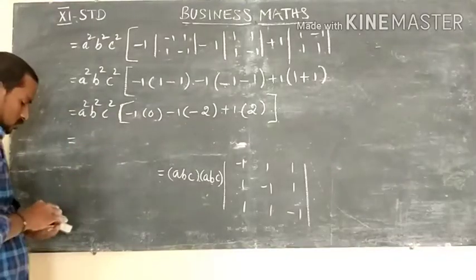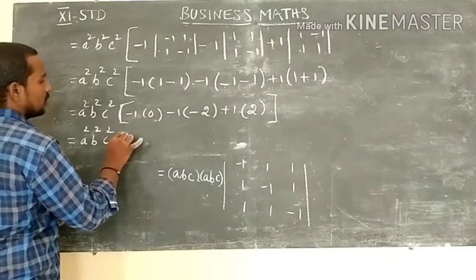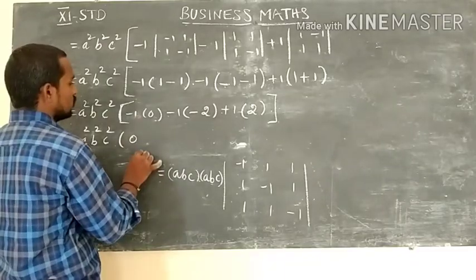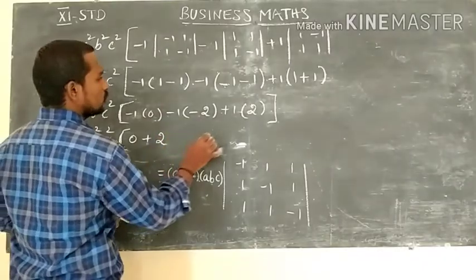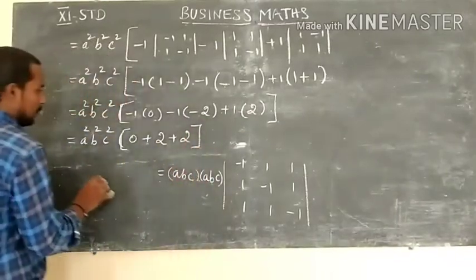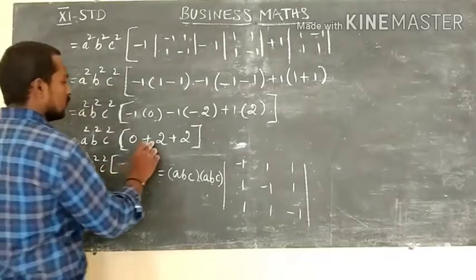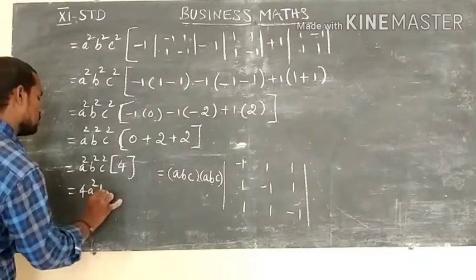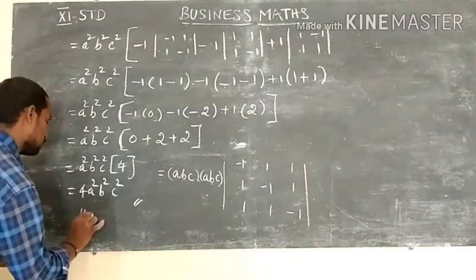This is equal to a square b square c square into: minus into plus, minus 1 zeros are 0, so this value is 0; minus into minus, plus 1 twos are 2; then plus into plus plus, 1 twos are 2. So a square b square c square into 2 plus 2 is 4. So 4 a square b square c square. This is our RHS. So hence proved.